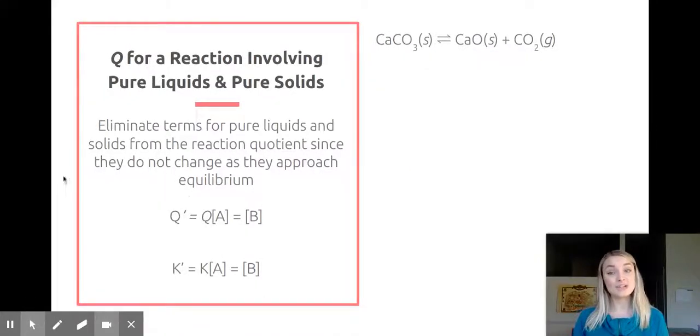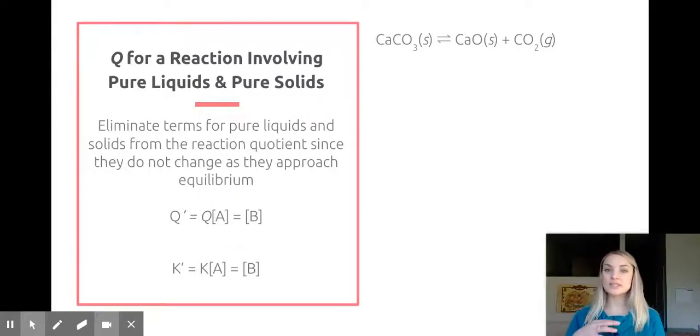And finally, let's take a look at the Q for a reaction involving pure liquids and pure solids. This one's a little bit funky, but it's pretty cool actually, because it means we get to work with something even simpler. When we see a reaction where we have pure liquids and pure solids, we get to eliminate those terms because the concentration of a pure liquid or solid does not change as a reaction approaches equilibrium.